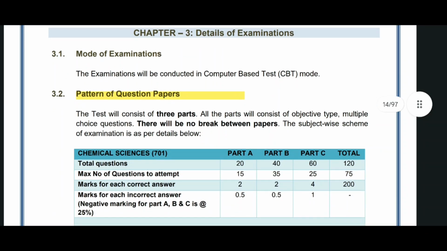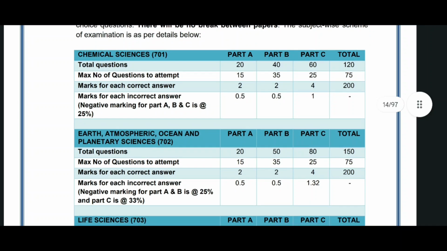After that, you can see here the pattern of questions. It is the last one. There is no MSQ type, no NAT type; all are MCQ type questions. In Part A there are 20 questions, and you can attempt a maximum of 15 questions. There are 40 questions in Part B, and the maximum number of questions you can attempt is 35. After that, Part C has 60 questions, and out of 60 you can attempt a maximum of 25 questions. So you have options there.